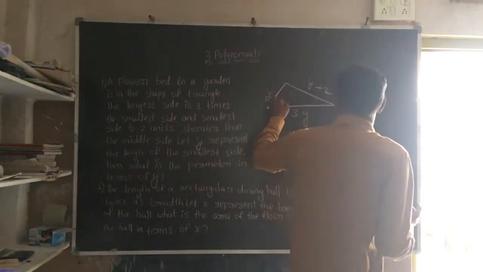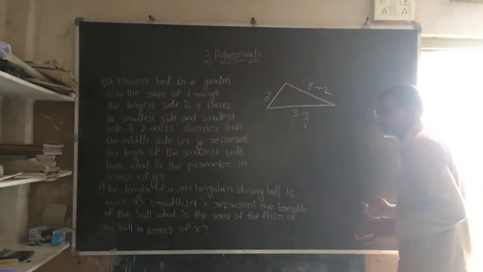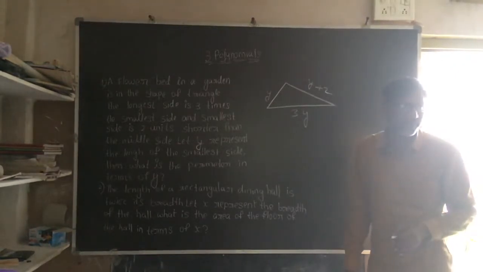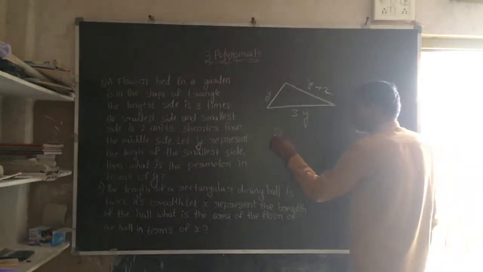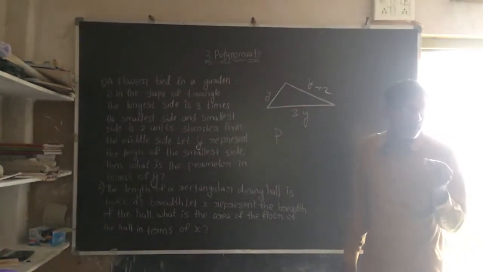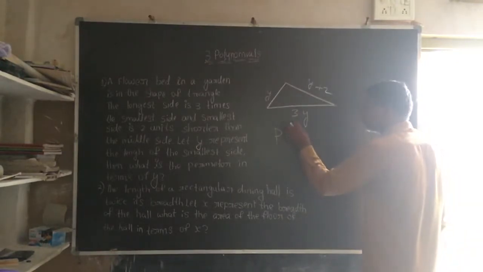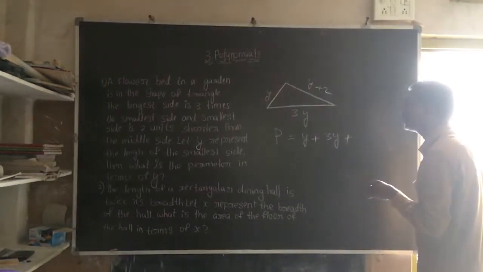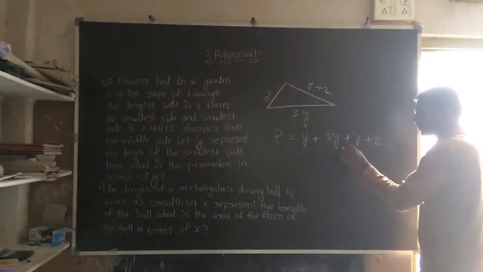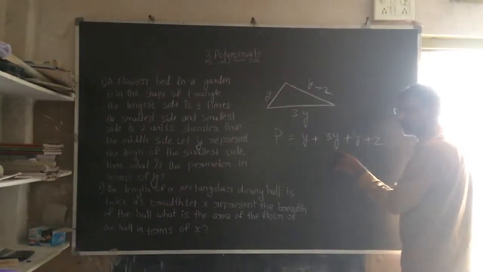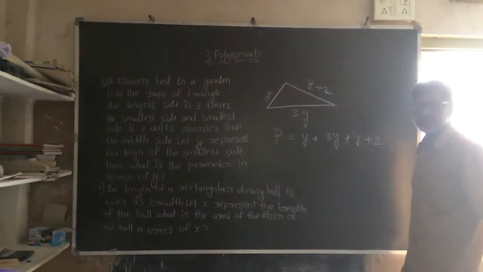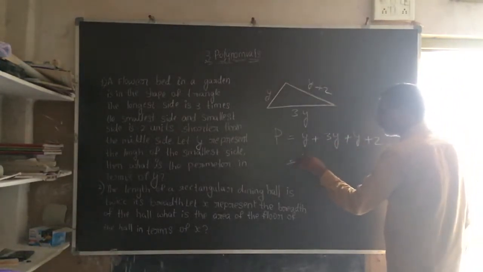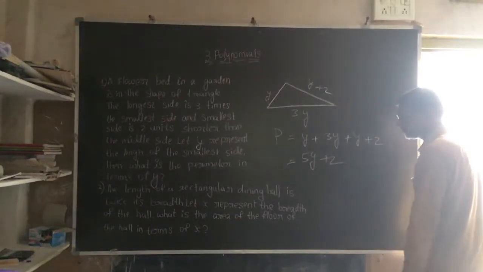I will write it down now. This plus this plus this is nothing but the perimeter of this garden, right? P, which represents the perimeter, equals y plus 3y plus y plus 2. This is the smallest side, this is the longest side, and this is the intermediate side. Y plus 3y plus y, we know, is 5y plus 2.